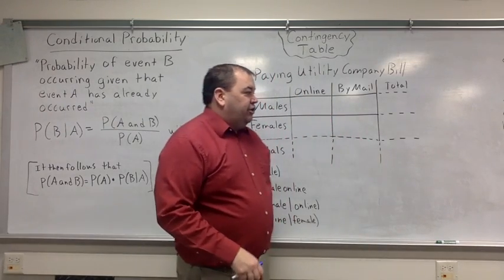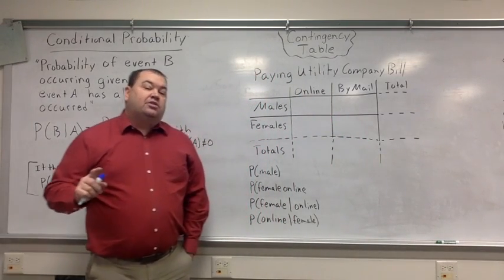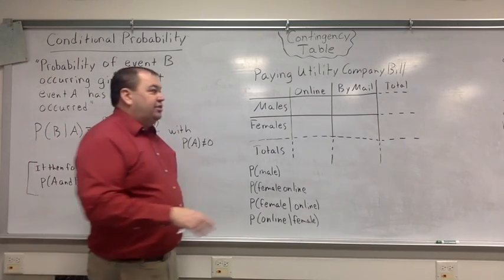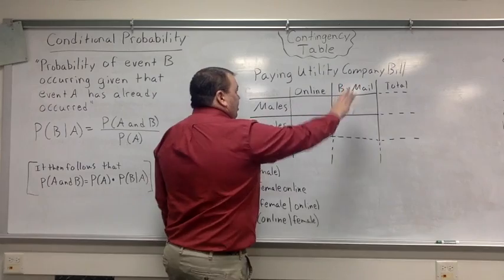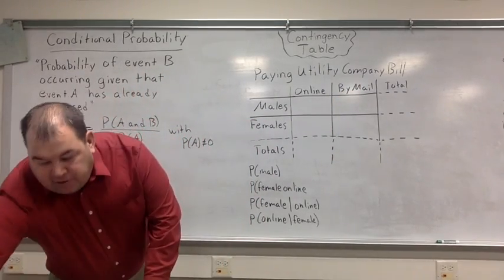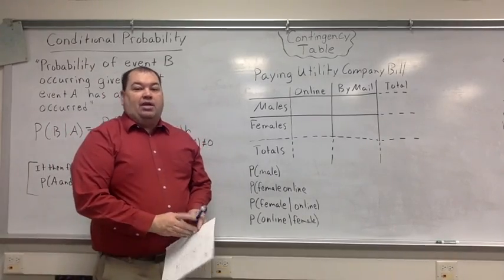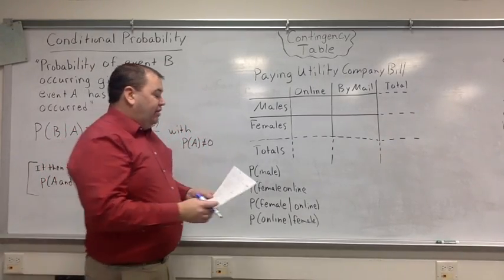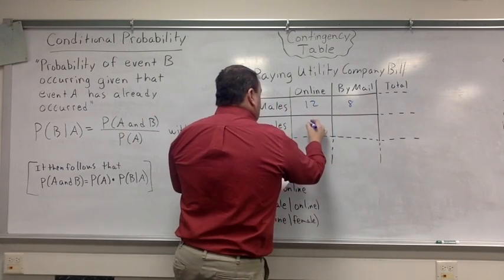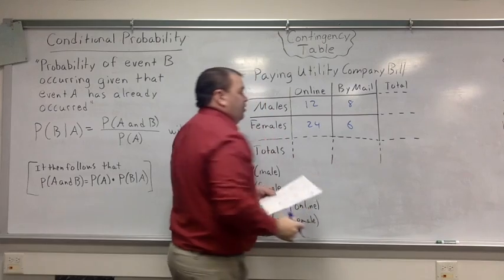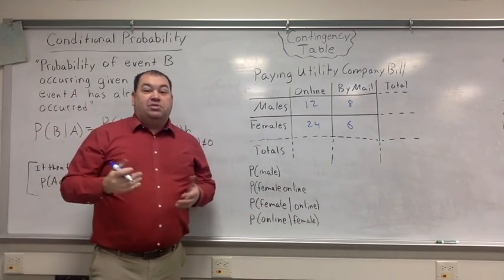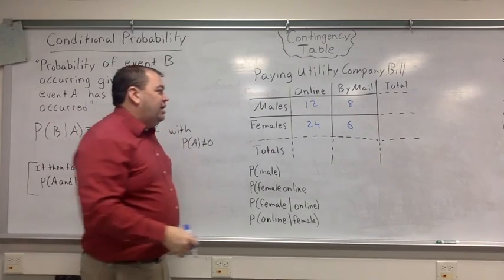They usually give information for conditional probability one of two ways, using a contingency table or a tree diagram. So let's start with the contingency table. We're talking about paying a utility company bill, and they divided it between paying online or paying by mail, and they compared males and females. So here are the numbers that we're dealing with. Now, this table didn't have totals, but sometimes they do, so I thought I would put that in here.